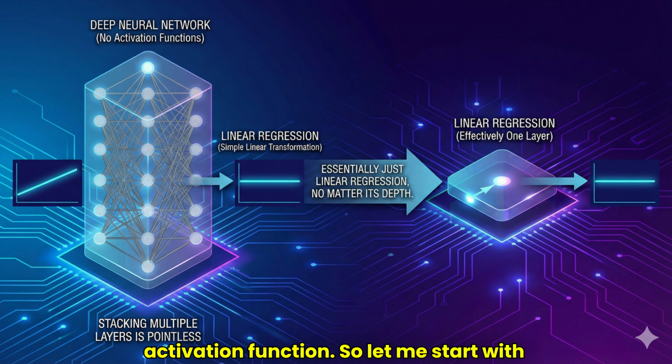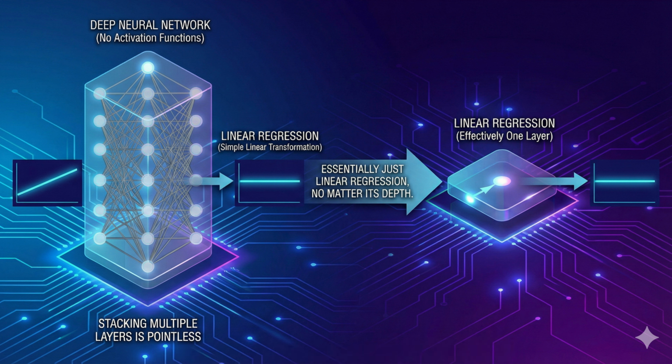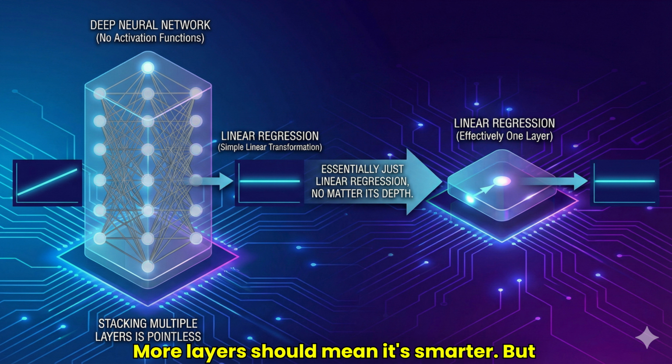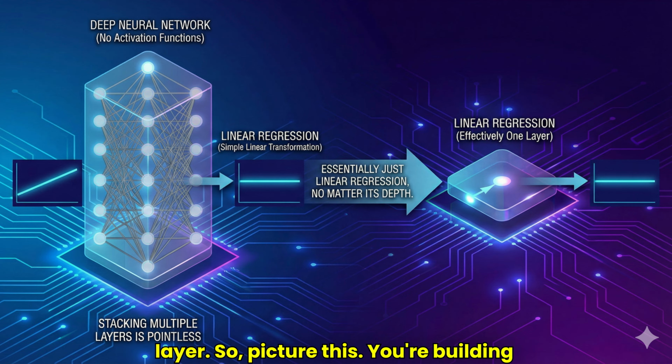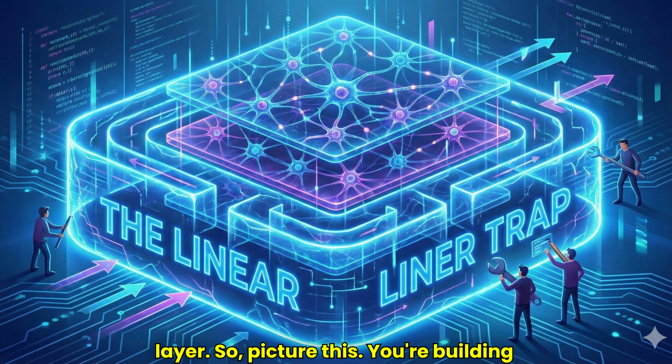So let me start with a question for you. Why would a neural network with 100 layers, a really deep network, be totally and completely useless? It seems impossible, right? More layers should mean it's smarter. But you see, without one very specific ingredient, a 100-layer network is no better than a network with a single layer.